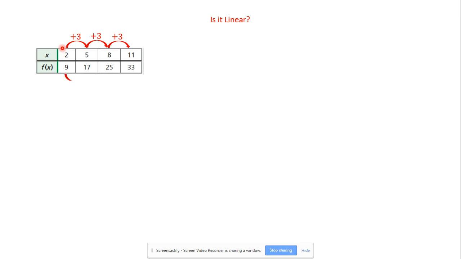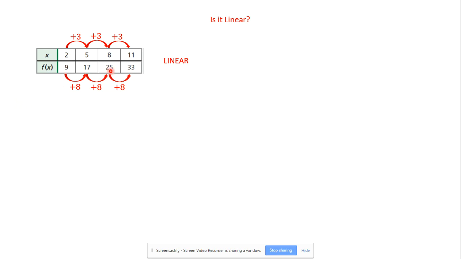And then looking at the y values, from 9 to 17 is plus 8, 17 to 25 is plus 8, and 25 to 33 is plus 8. Hey look, all of these are the same, all of these are the same. That does mean that it's going to be linear. However, that's not all we look at for linear.